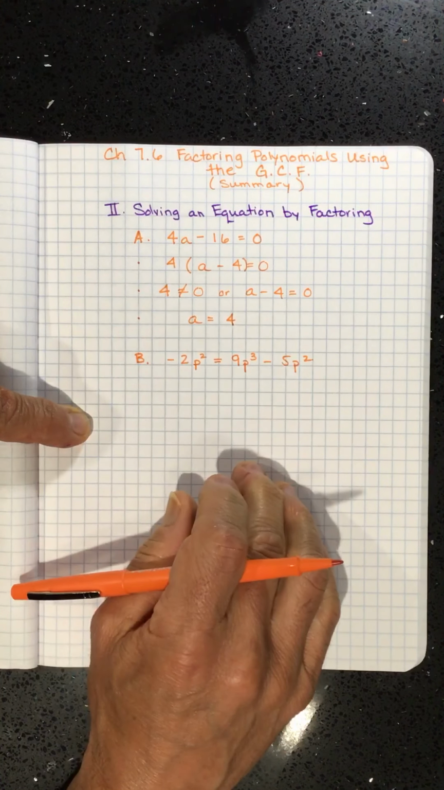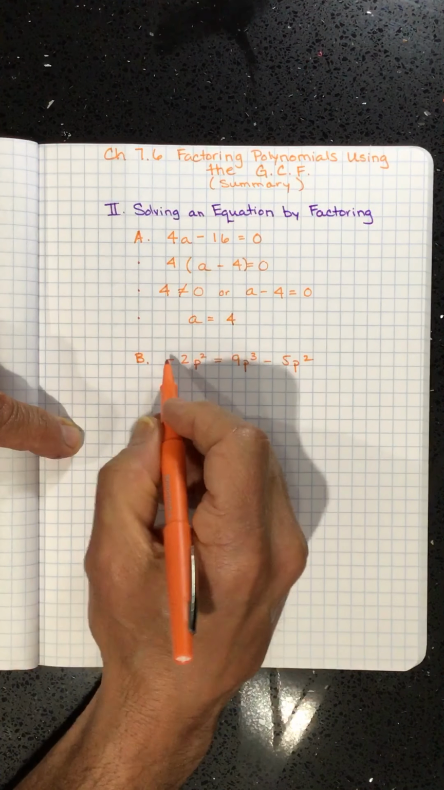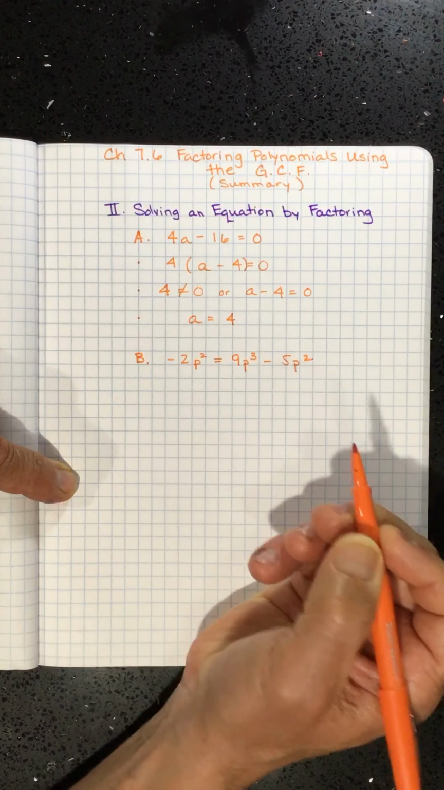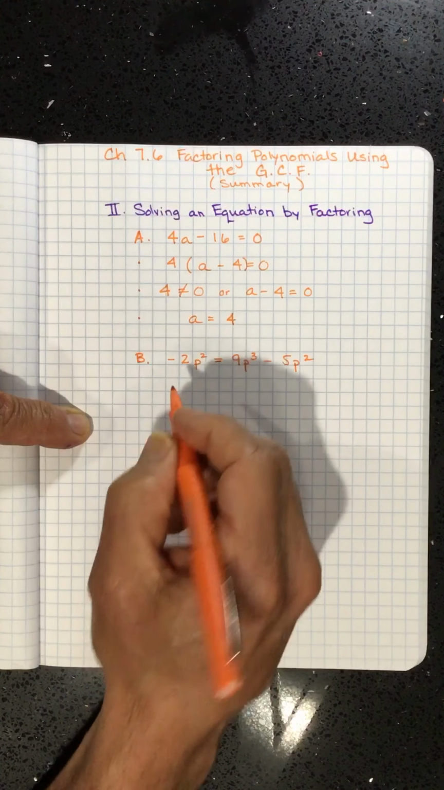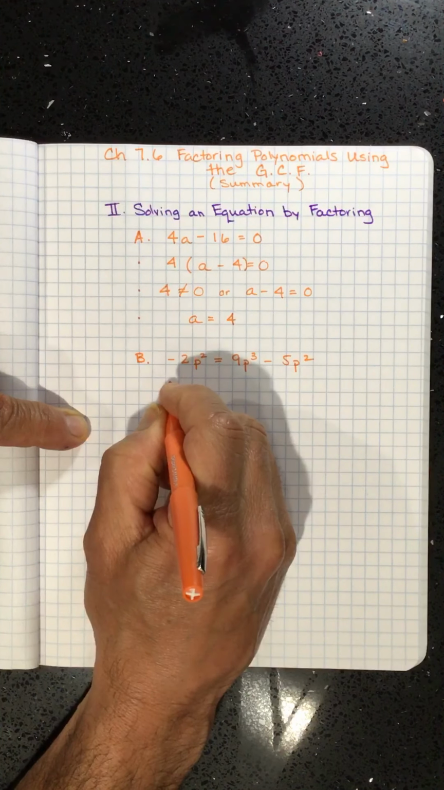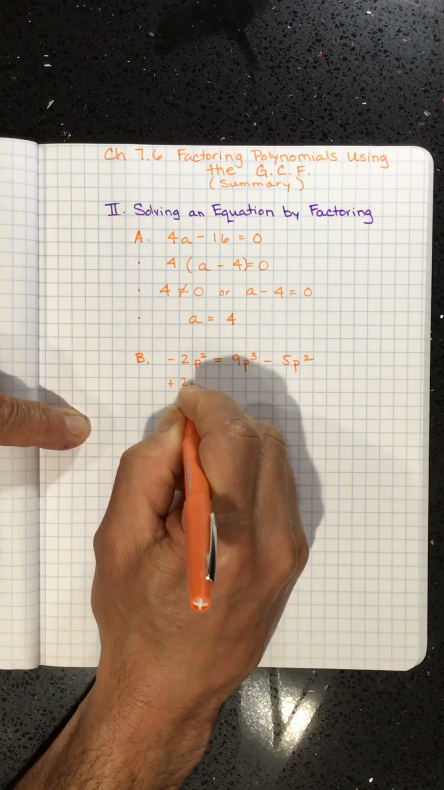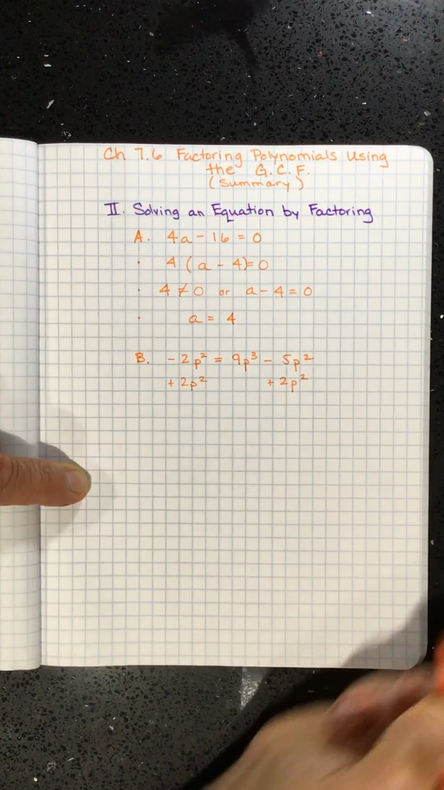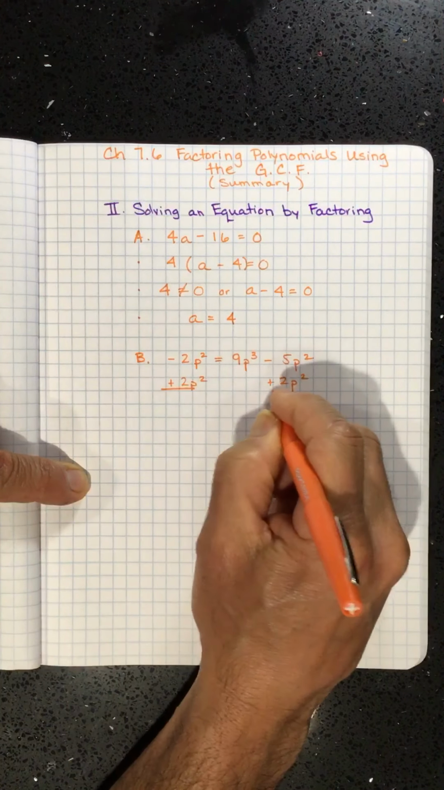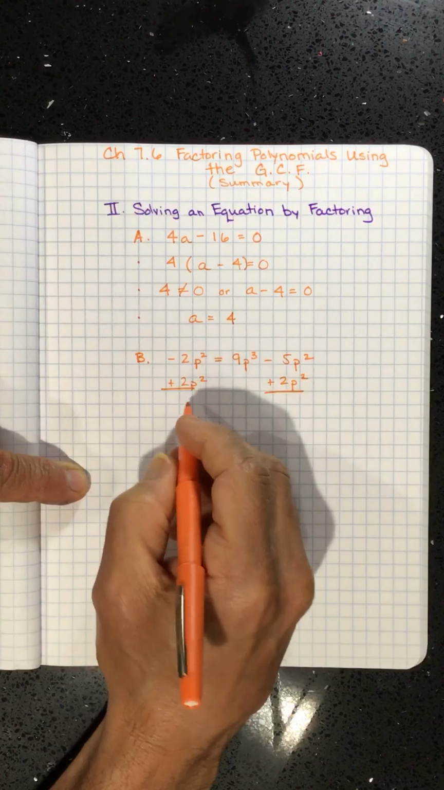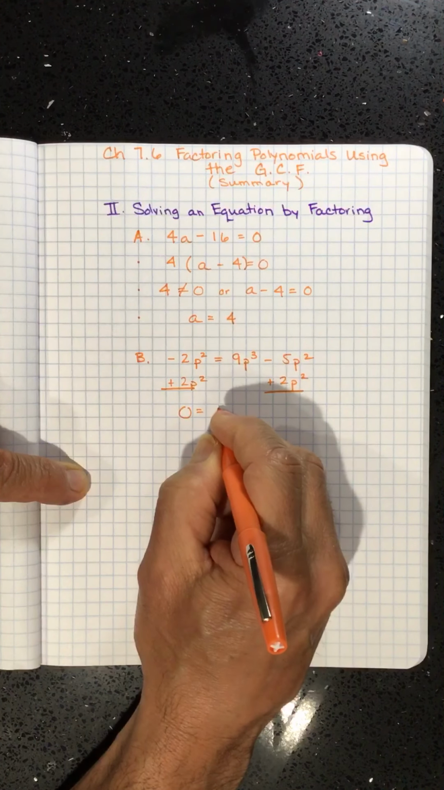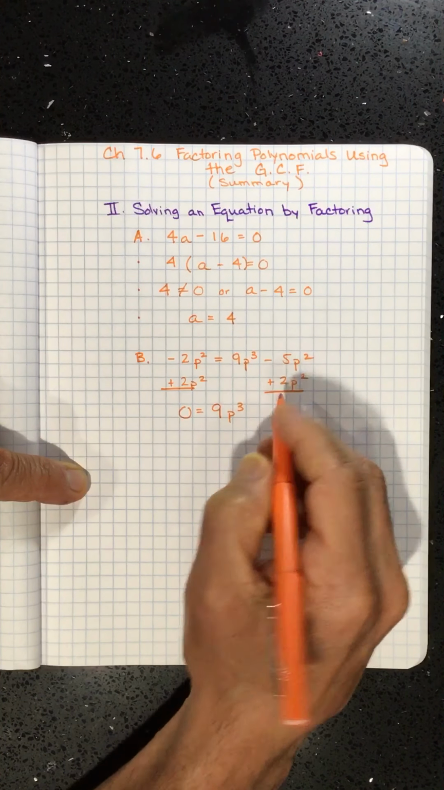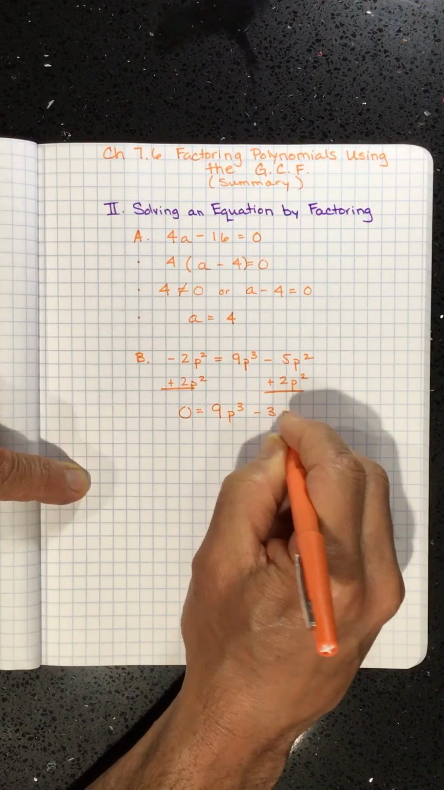Now on this next part, a little bit going on. We have negative 2p squared equals 9p cubed minus 5p squared. What I'm going to do is add the 2p squared to both sides, all right? And so this gives us 0 equal to 9p cubed, and then negative 5 plus 2 is negative 3, and that's still p squared.